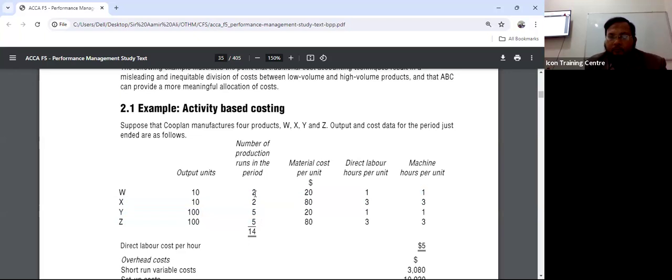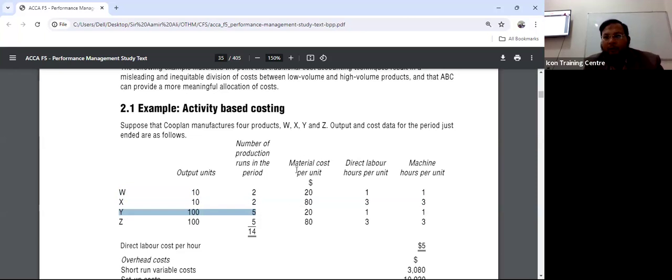Is this clear? Okay. So far, we can say that we are producing 10 units for W, and how many production runs are required? 2. For X, 10 units, how many production runs are required? 2. But for Y, we are producing 100 units and it is requiring 5 production runs. So far we can say that W and X are producing fewer units, so that is why they are requiring fewer production runs as compared to Y and Z, because they are producing 100 units of Y and Z and they are requiring more production runs.